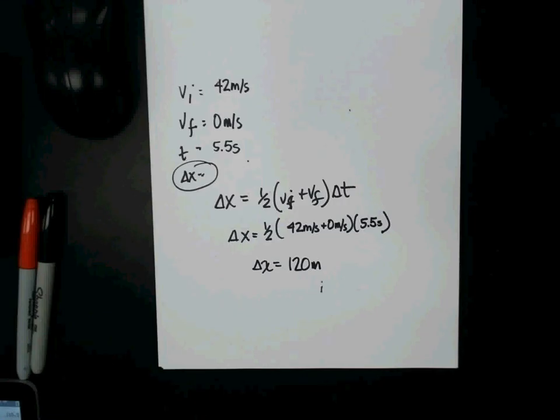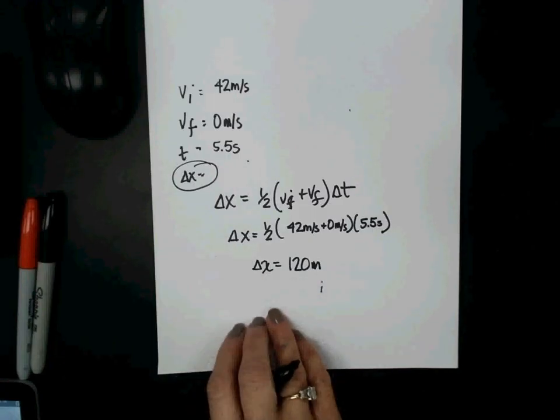What'd you get, Carter? He got 120. Which calculator say 115.5? Yeah, okay. All right, so that is with constant acceleration. My acceleration did not change.